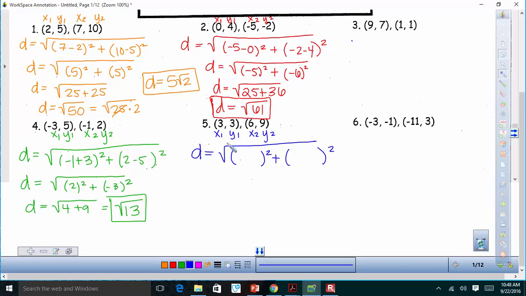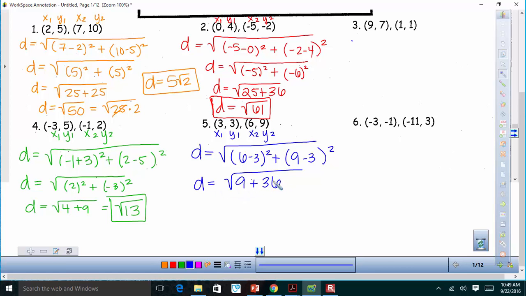So what is x2 minus x1? 6 minus 3. Then I do, in my second parentheses, y2 minus y1. 9 minus 3. Okay, from here, because I've been doing it so long, I would probably skip a step. I know that 6 minus 3 is what? 3. So I'm going to go ahead and square that 3. What is 3 squared? 9. Plus 9 minus 3 is, and 6 squared is? Okay, so you can skip those steps if you know them.